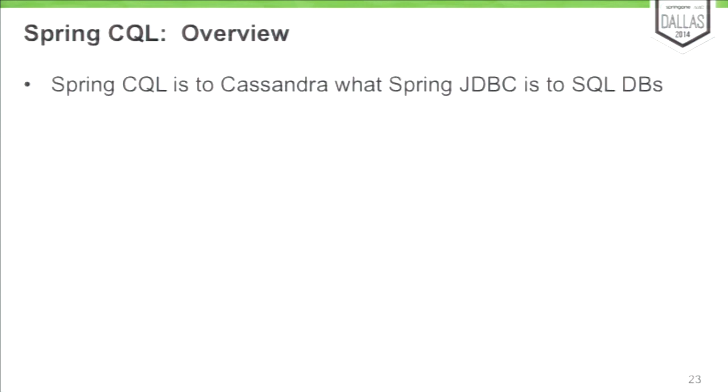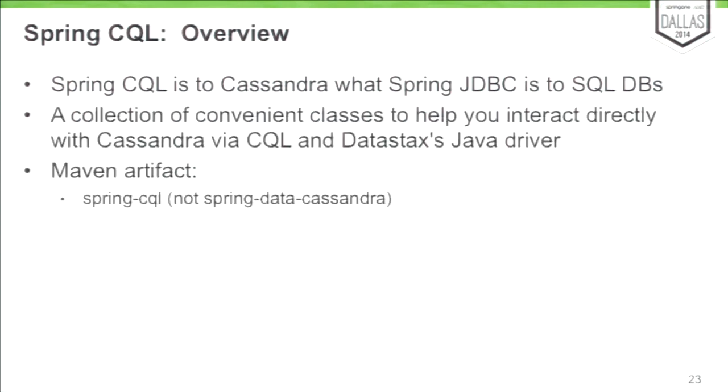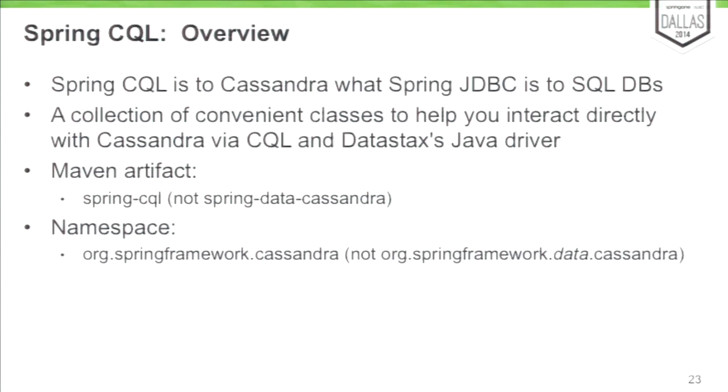You don't have to have a Spring application context to use this. All you need is your Cassandra session. You give it to the template and you are in business, just like Spring JDBC. Okay? The artifact is Spring-CQL, not Spring Data Cassandra. That's the artifact for all the goodies. The namespace for Spring CQL is org.springframework.cassandra. The one for Spring Data Cassandra has the data in it.